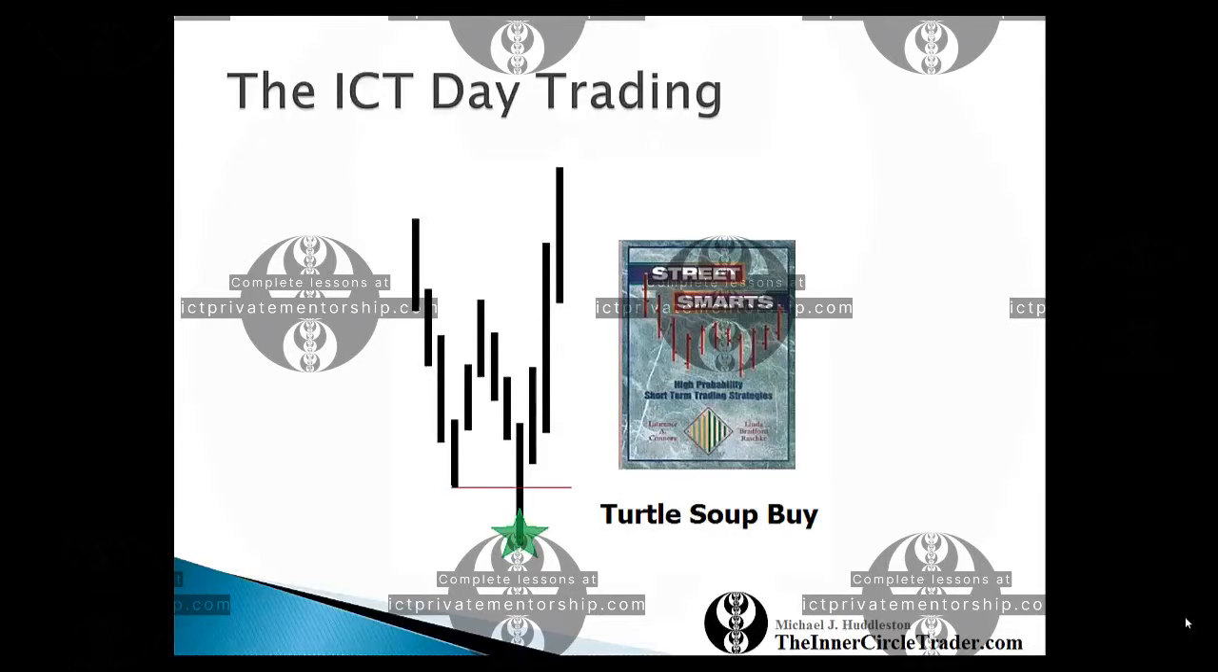Now, turtle soup, you hear me talk about a lot in my videos, is not a pattern that I created. It's not something I came up with individually. Years and years and years ago, I bought a book, as you can see here. It's titled Street Smarts by Larry Connors and Linda Raschke. And one of the patterns in their particular book I love very much. It's called turtle soup. I'm not going to go into details and steal the thunder from the book, but I will tell you this.